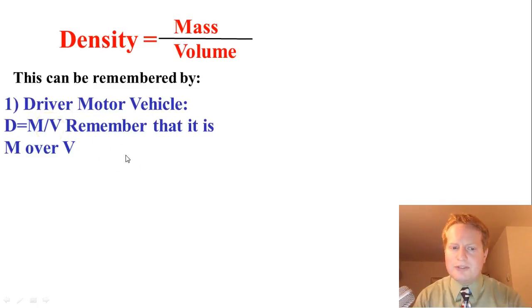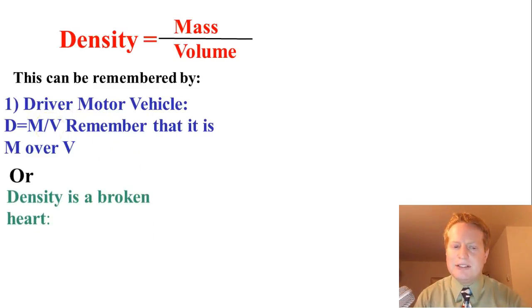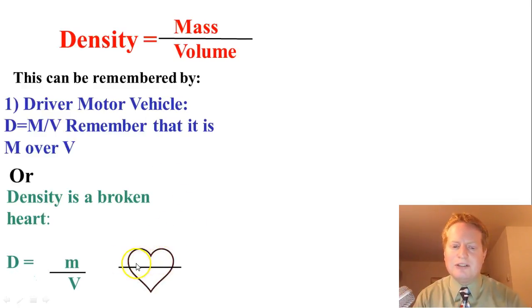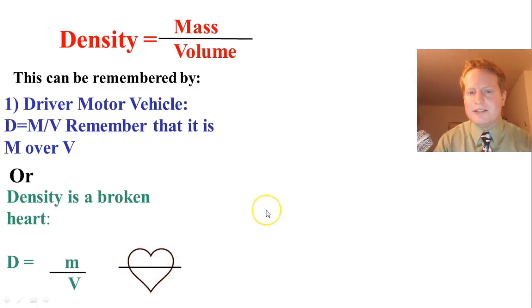Another option you could think of to help you remember this is that density is like a broken heart. What does that mean? Well, remember the formula for density is mass divided by volume, and that looks a lot like a broken heart. If we look, the part on top of the line for the heart looks like an M, like the letter M, right? And then the part on the bottom of the line looks like a V. And then the line is breaking the heart there. So density is like a broken heart.